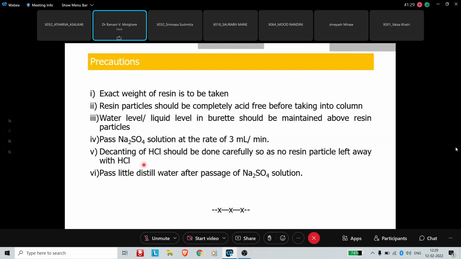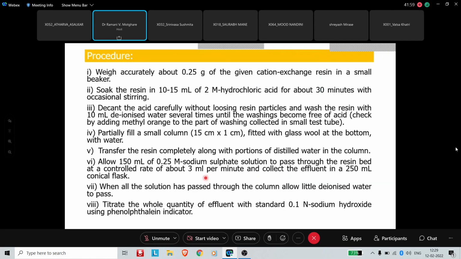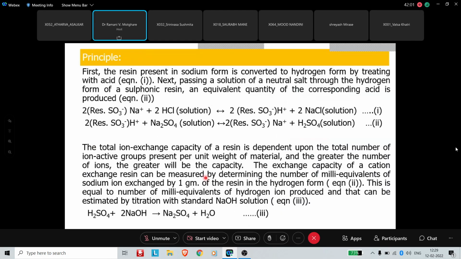Then one important precaution is you have to decant the HCl first when you are converting the resin from sodium form to hydrogen form. There you should remove the HCl by decanting and then transfer the resin into the column. Okay. Pass a little distilled water after passage of sodium sulfate solution. That will ensure removal of everything. So this is all regarding the experiment. Did you get the experiment?